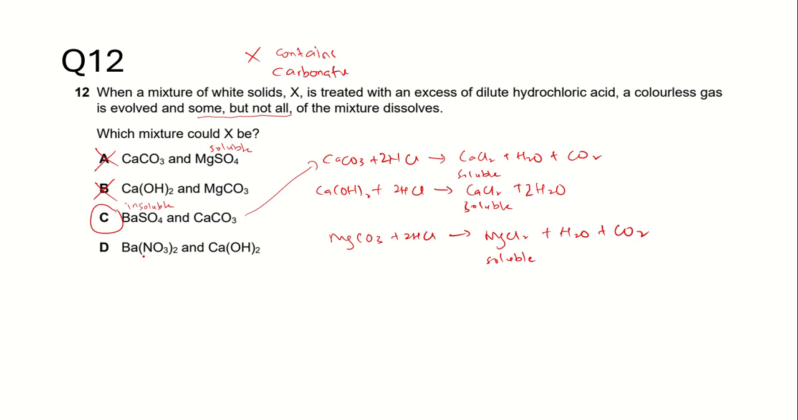Now let's look at D. Barium nitrate is soluble in the solution. Although it doesn't react with HCl because it is not a base, it is soluble. So you won't see barium nitrate solid in the solution. Calcium hydroxide will react this way with HCl, forming a soluble salt. So combination D will not give any undissolved solid at the end. So C is the answer.